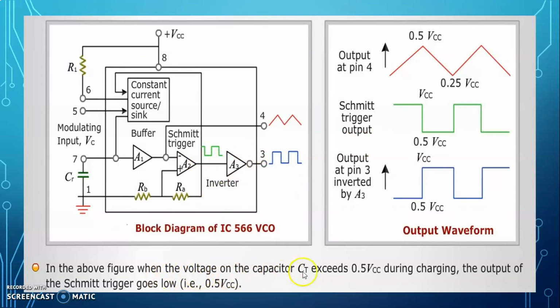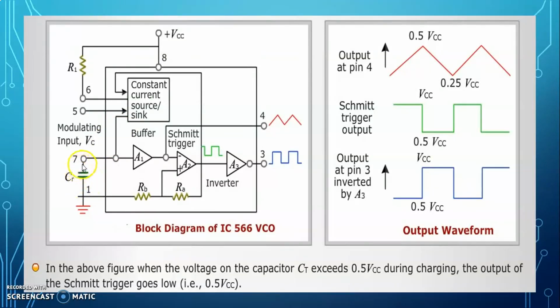When the voltage on the capacitor CT exceeds 0.5 VCC during charging, the output of the Schmitt trigger goes low. At that time, the Schmitt trigger sends the control signal to the constant current source. Now the constant current source changes the direction of the current. Previously the current flowed from the constant current source to the capacitor. Now the current flow direction changes from CT to the constant current source. At this time the capacitor starts discharging.